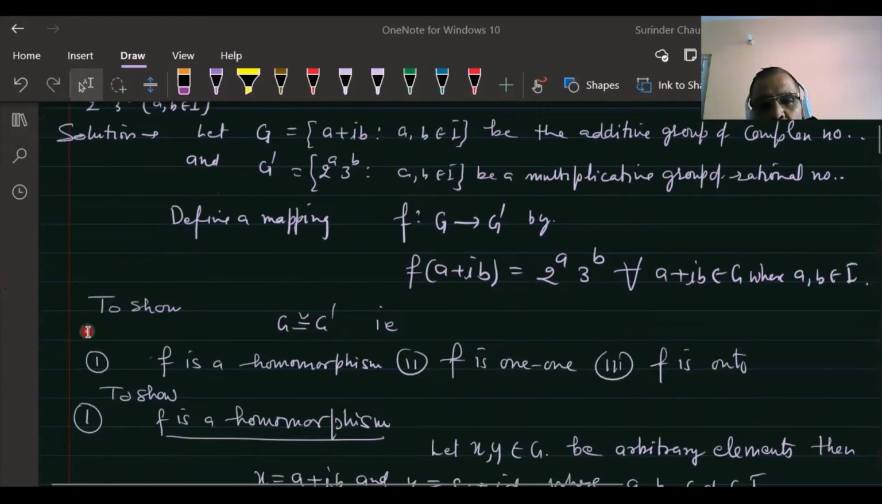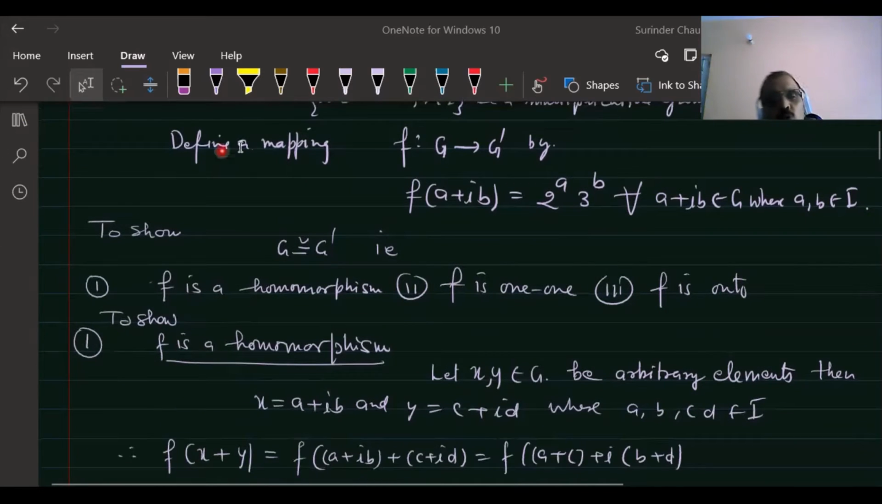Our aim is to show that G and G dash are isomorphic groups. In order to show this, we have to show that the mapping we have defined is a homomorphism, is one-one as well as onto. So in order to show these groups are isomorphic, we have to show these three things. Let us show them one by one.